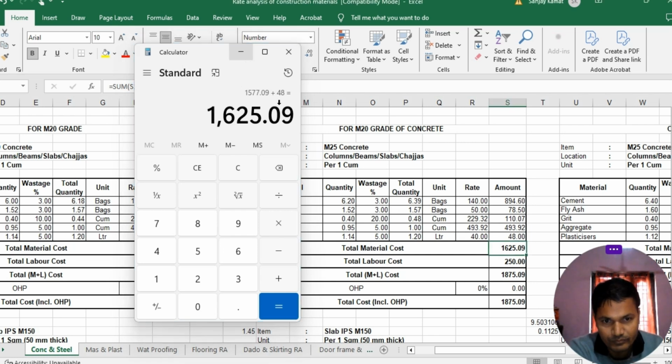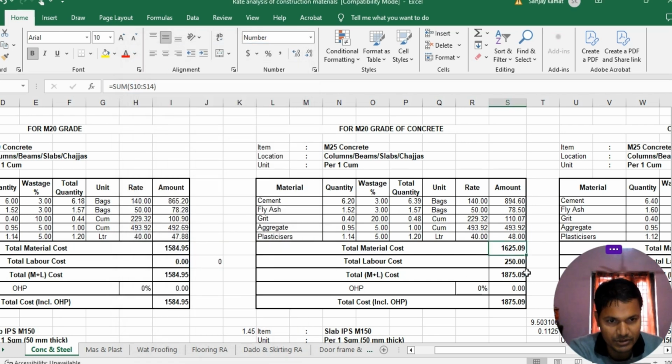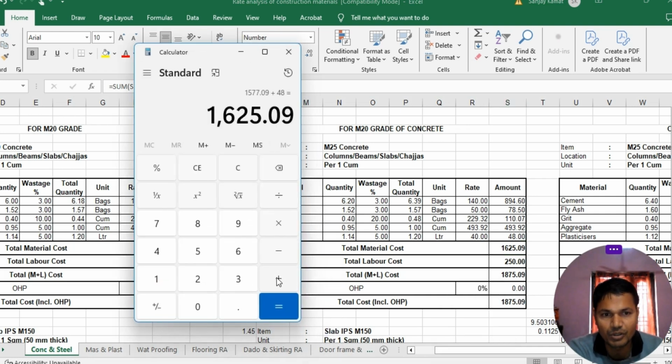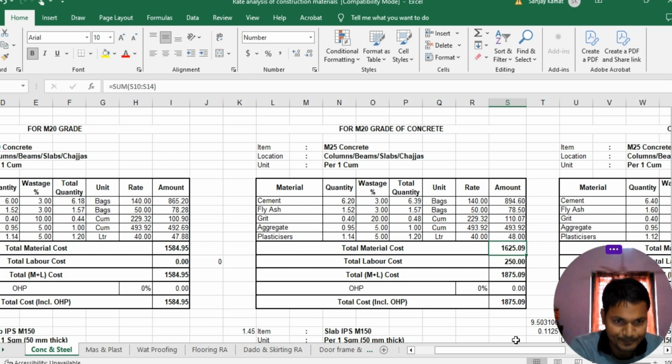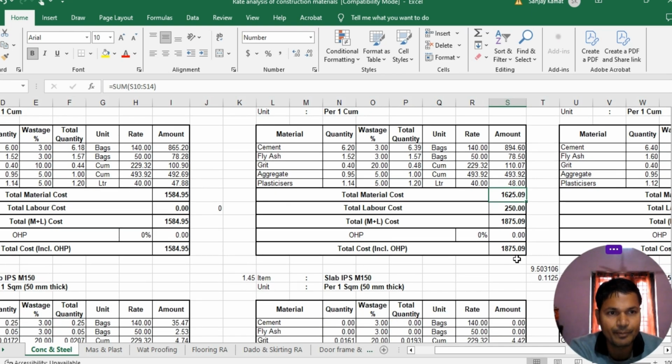So this time the total labor cost is how much? 250. For this construction we will give 250 as labor cost. So let's add 250 also, and then it is 1875.09. Once we get this, the total of material cost plus labor cost is 1875, so this will be the same.